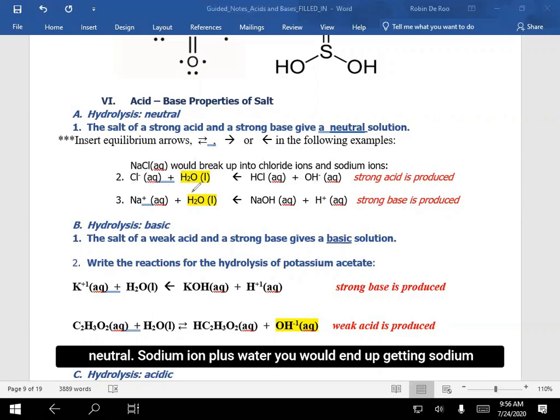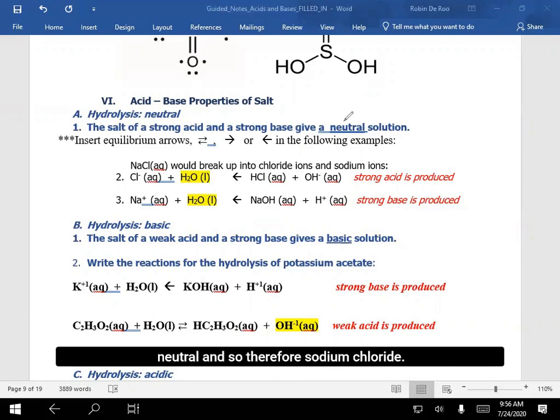Sodium ion plus water, you would end up getting sodium hydroxide and hydrogen ion. A strong base is produced, so the products would react, go backwards, and you end up with water. So with each one of these, you have water. Water is neutral, and so therefore, sodium chloride would be classified as a neutral salt.